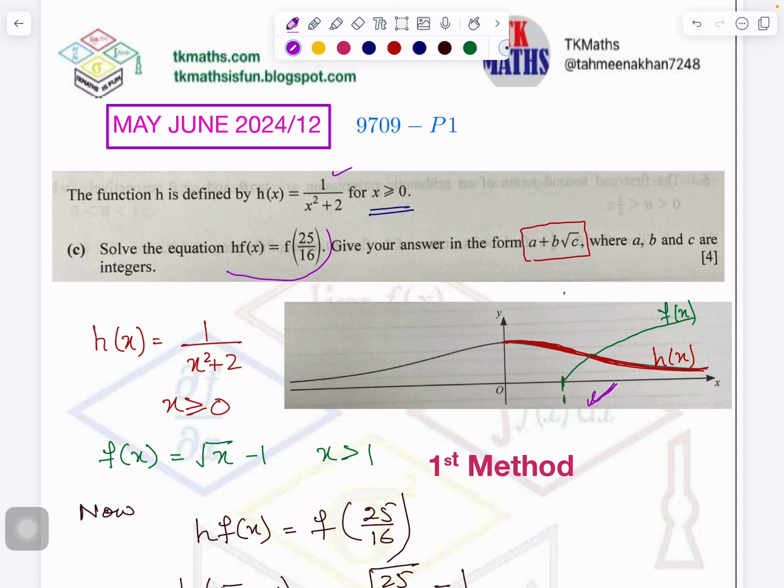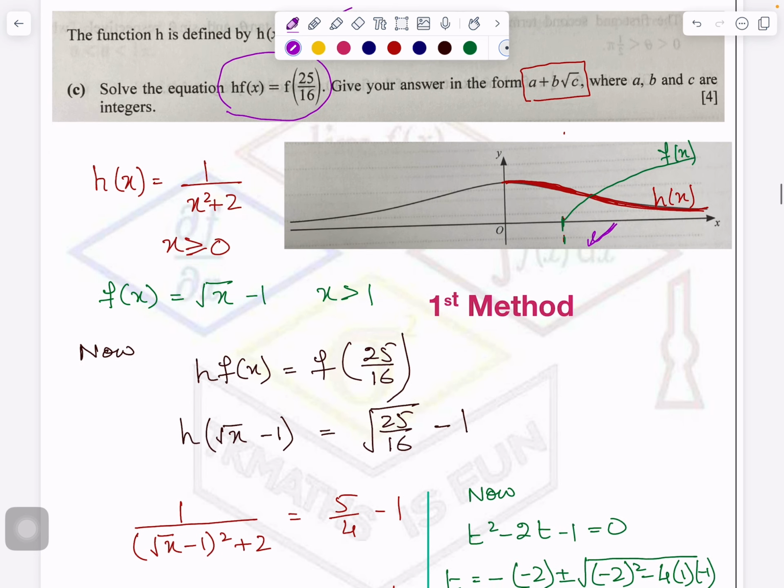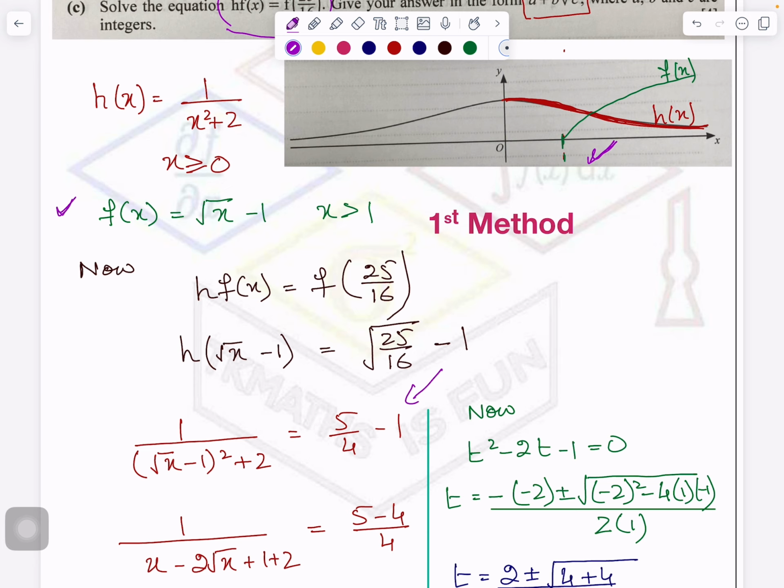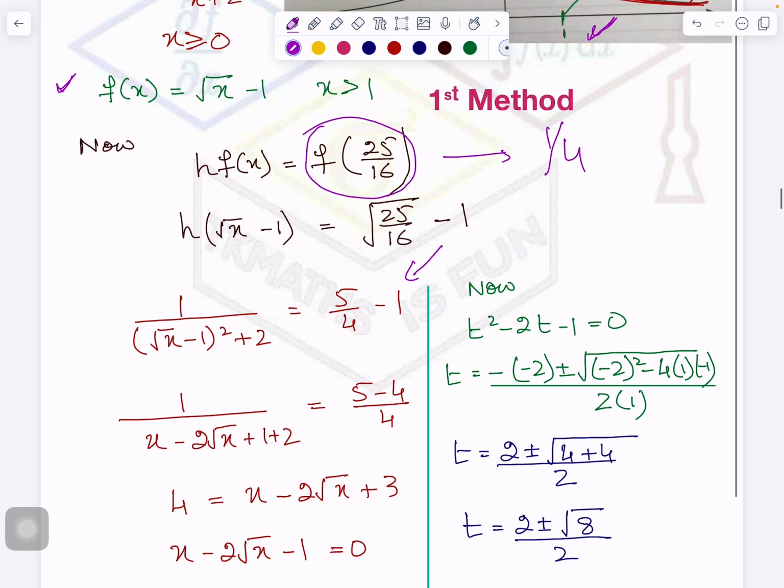So this is the equation we have to solve: h of f of x is equal to f of 25 over 16. Now function f was given to you in part 1. I am simply substituting 25 upon 16 in it, and if you see here, I am getting 5 minus 4, 1 upon 4. So basically the answer of this part is equal to 1 over 4 that I have figured out, and I am writing it on this side. If you see later on, it is 1 over 4.